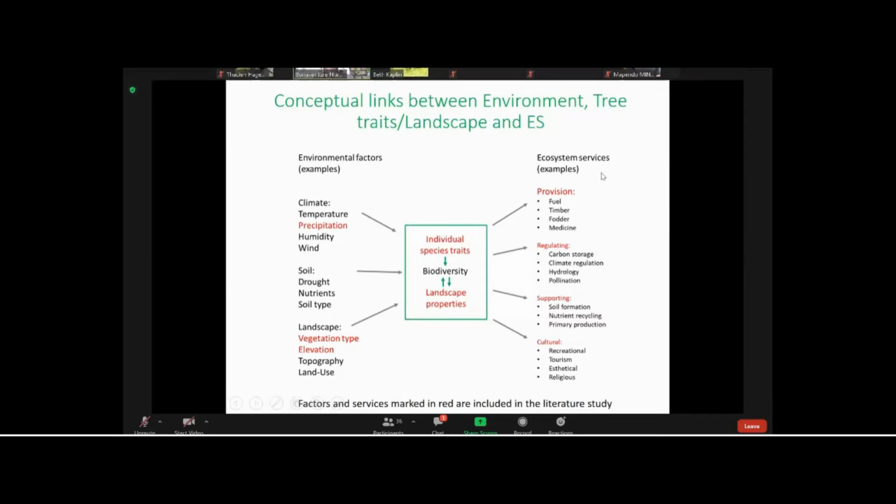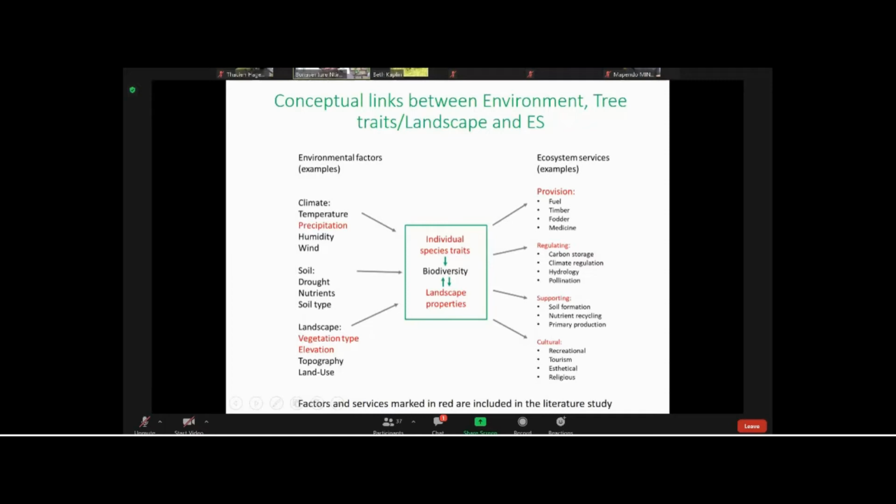About ecosystem services, we are interested in the provision, which can provide fuel, timber, fodder, and medicine. There are also regulating functions, which are carbon storage, climate regulation, hydrology condition, and supporting functions, which include soil formation, nutrient recycling, primary productivity. What about cultural function? They are recreational, tourism, aesthetical, and religious.